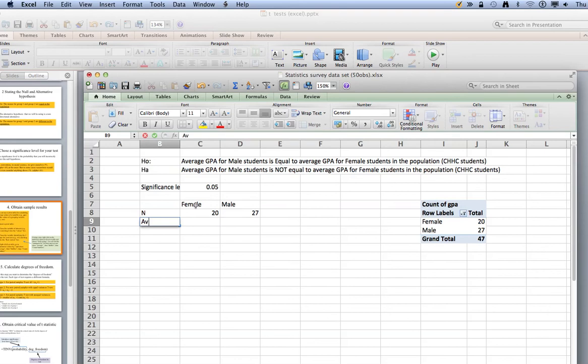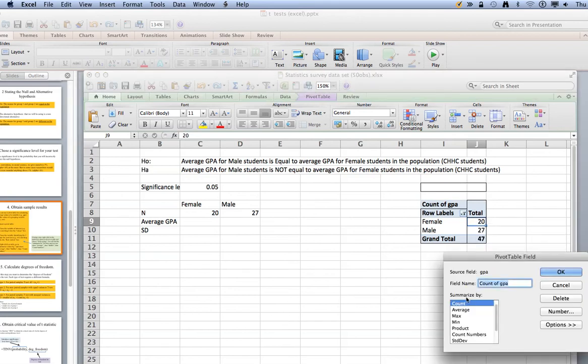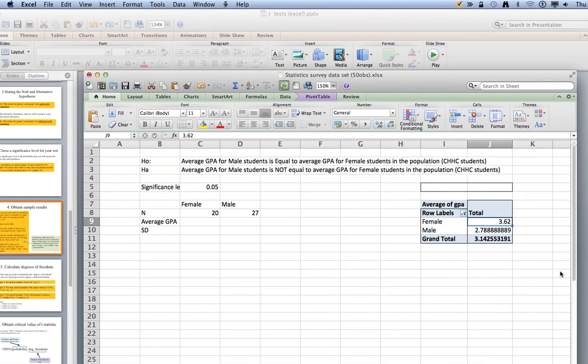Now we're going to ask for the average GPA and the standard deviation of GPA. How do we do that? I'm going to right click here on the numbers, field settings, summarize values by average. Summarize values by average. And OK. Okay, so the average GPA for females is 3.62. The average GPA for males, 2.79.